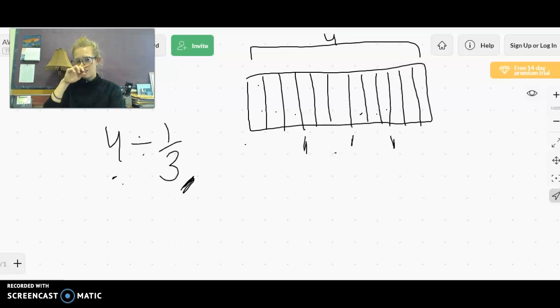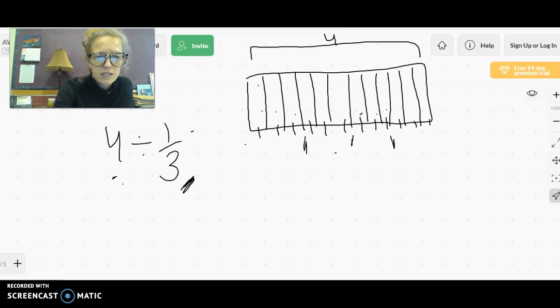Okay. Excellent. Let's count them up. All right, I've got 1, 2, 3, 4, 5, 6, 7, 8, 9, 10, 11, 12. Ooh, lots of 12s happening here. Equals 12. All right, well, let's go ahead and check.